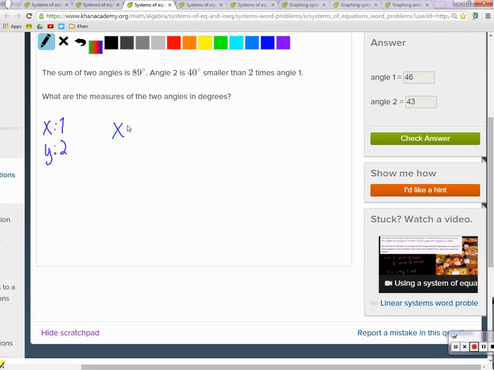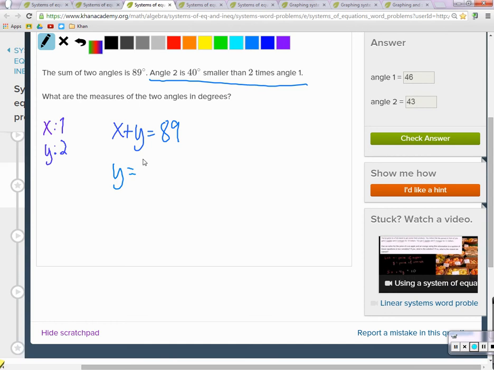And then, since angle two is 40 degrees smaller than two times angle one. Okay. So, y equals 2x minus 40. Right. Great. Now, that can be a tricky equation to write right there. Again, the wording can be a little bit confusing. But if you replace the names of these things with the variables you've used and understand what words in English mean what in math symbols, it becomes fairly clear, okay?